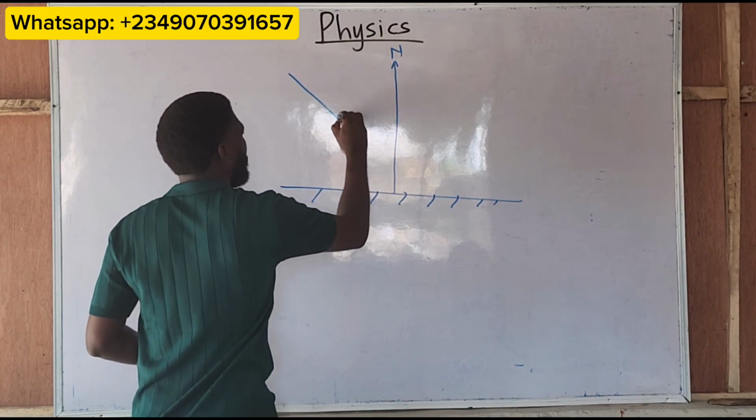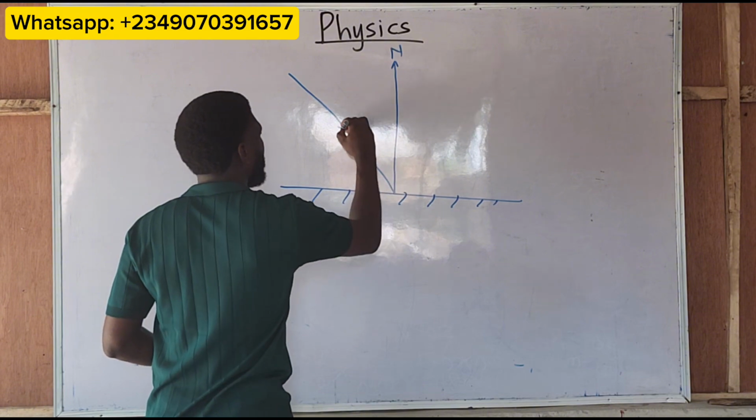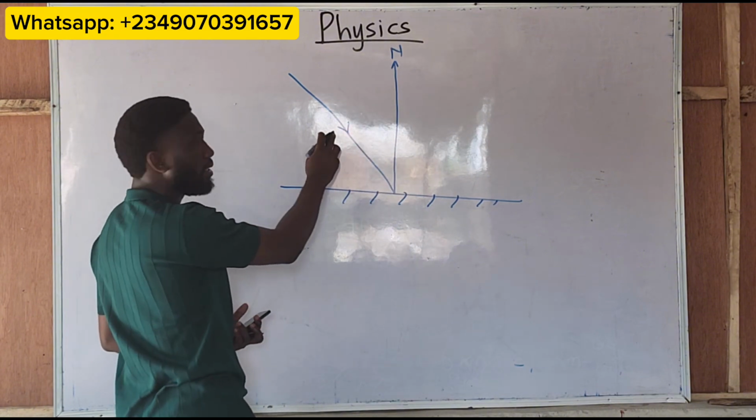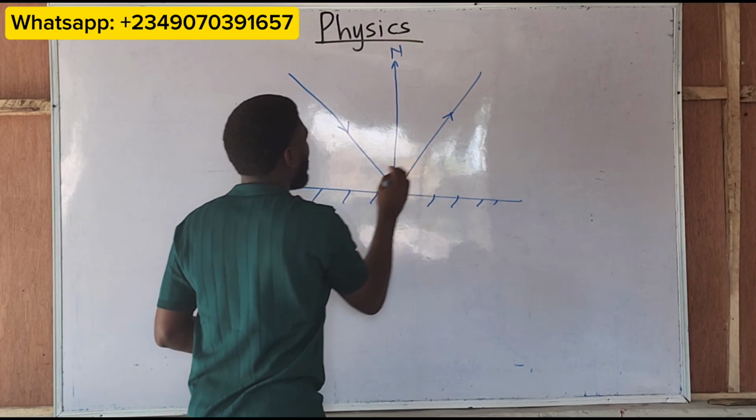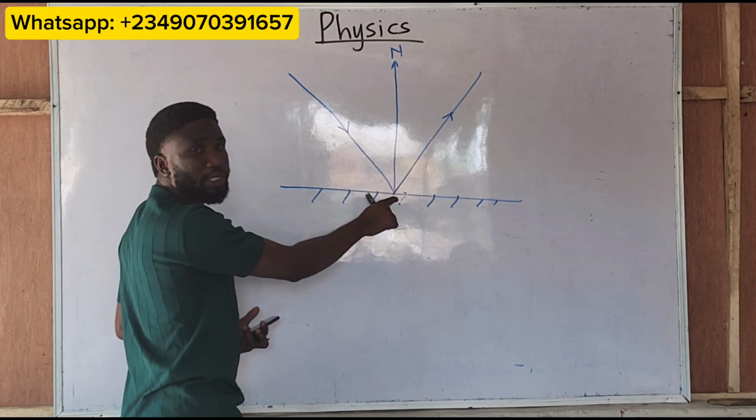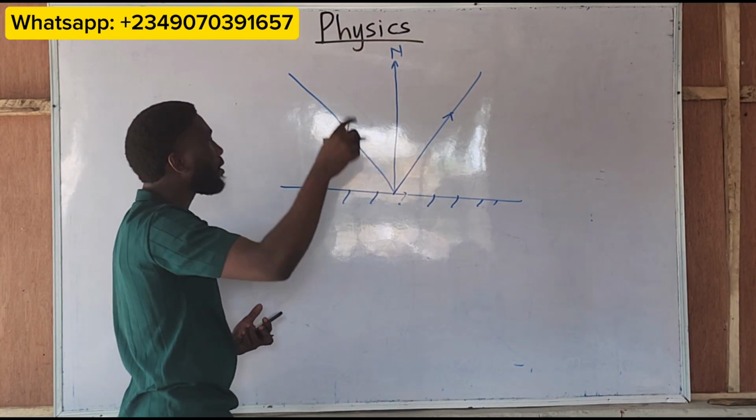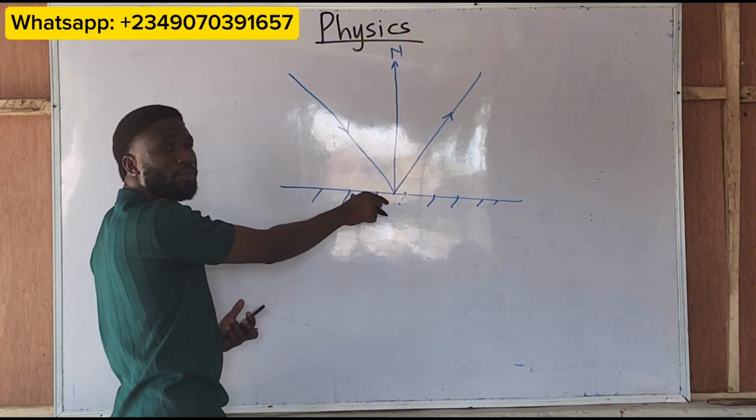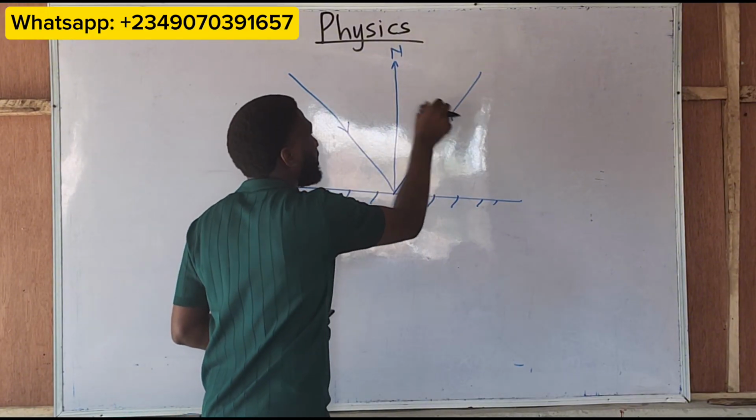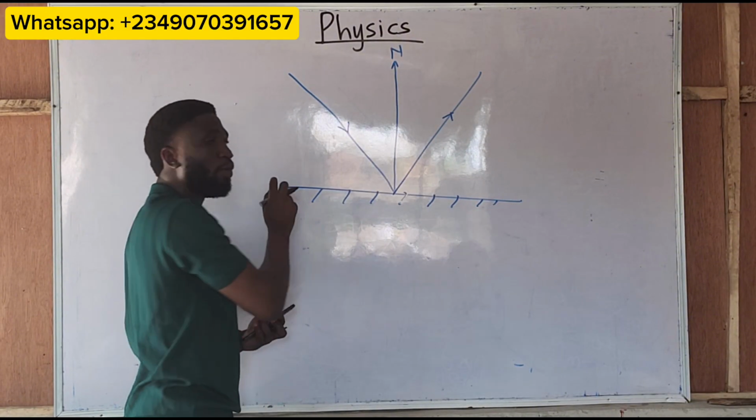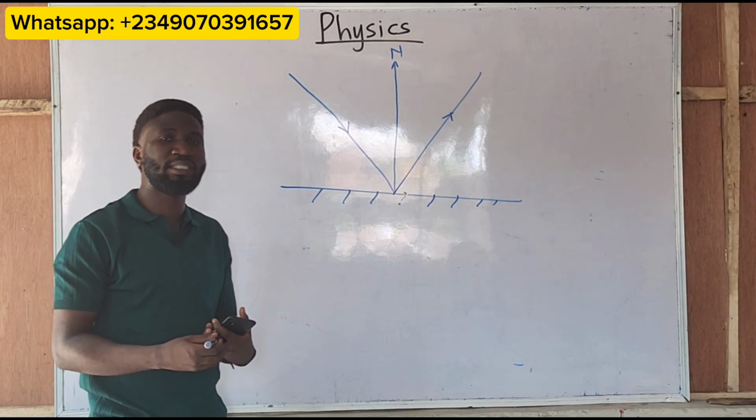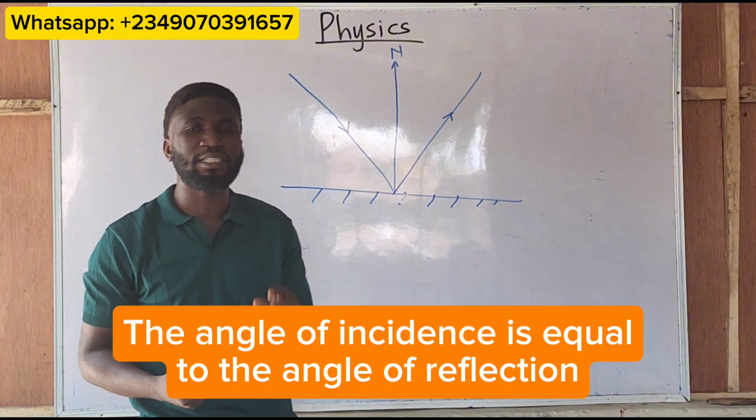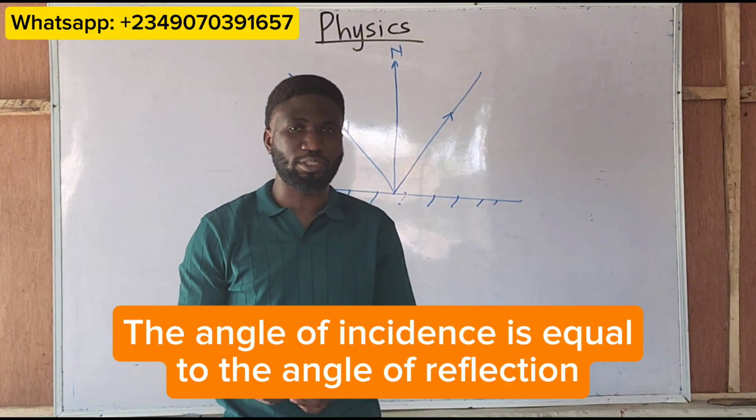The incident ray, which is the incoming ray of light, this is the incident ray. And then this is the reflected ray, because when the incident ray meets this surface, it bounces back. This represents the incident ray, the reflected ray, and then the normal, all lie on the same plane. And the second law made us to understand that the angle of incidence is equal to the angle of reflection.